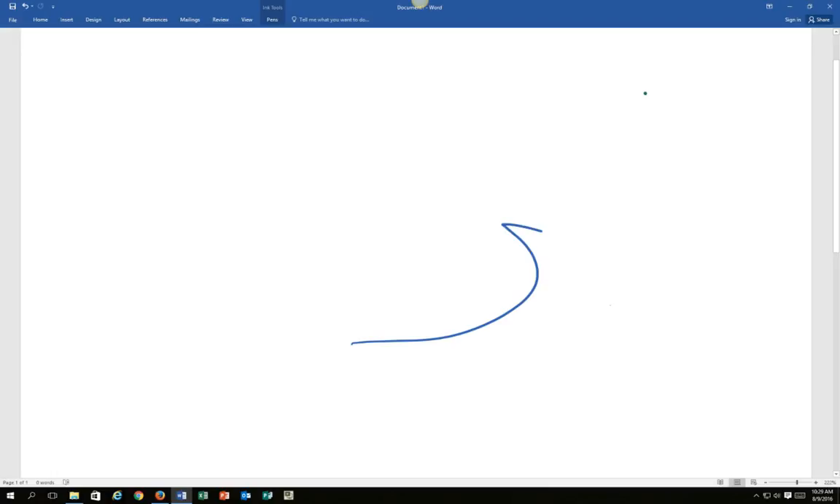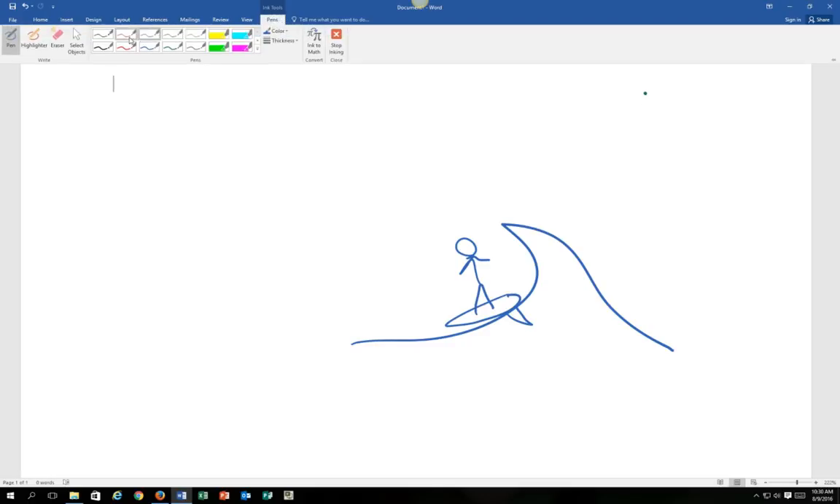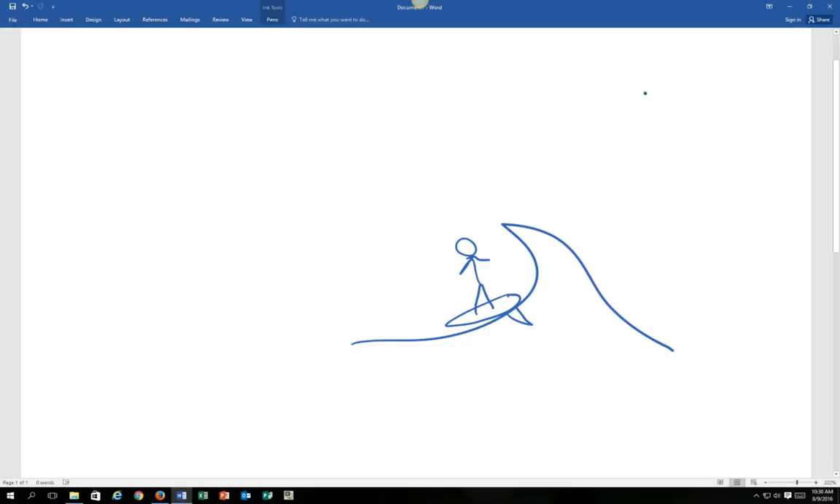Okay, so let's take a look at a free body diagram for a surfer. So here we have a wave, and here's somebody riding the surfboard. There he is. He's having a good time. Okay, what are the forces acting on the surfer? Well, first of all, we always know that gravity is pulling down. So here's the force due to gravity.